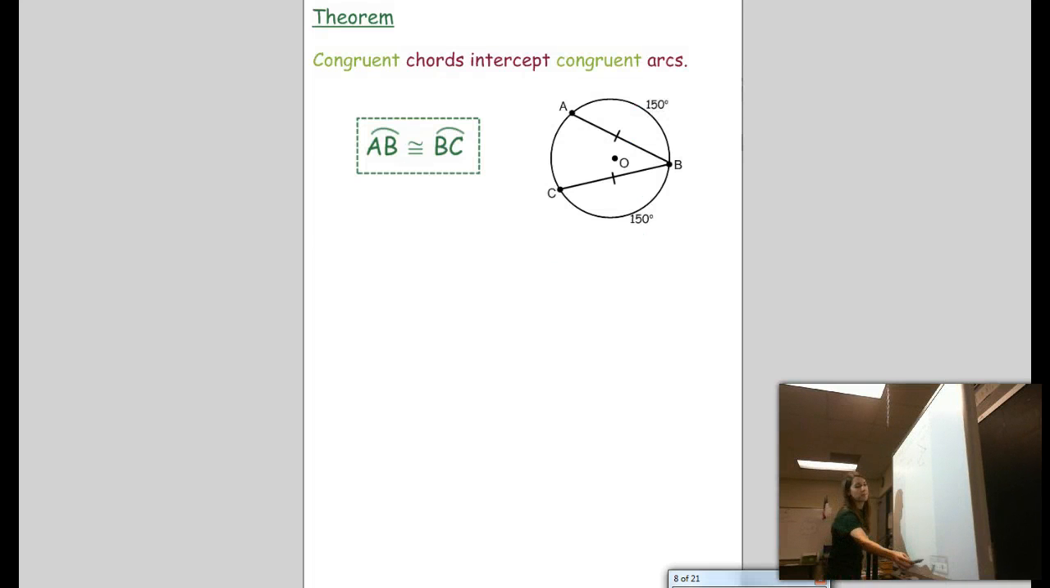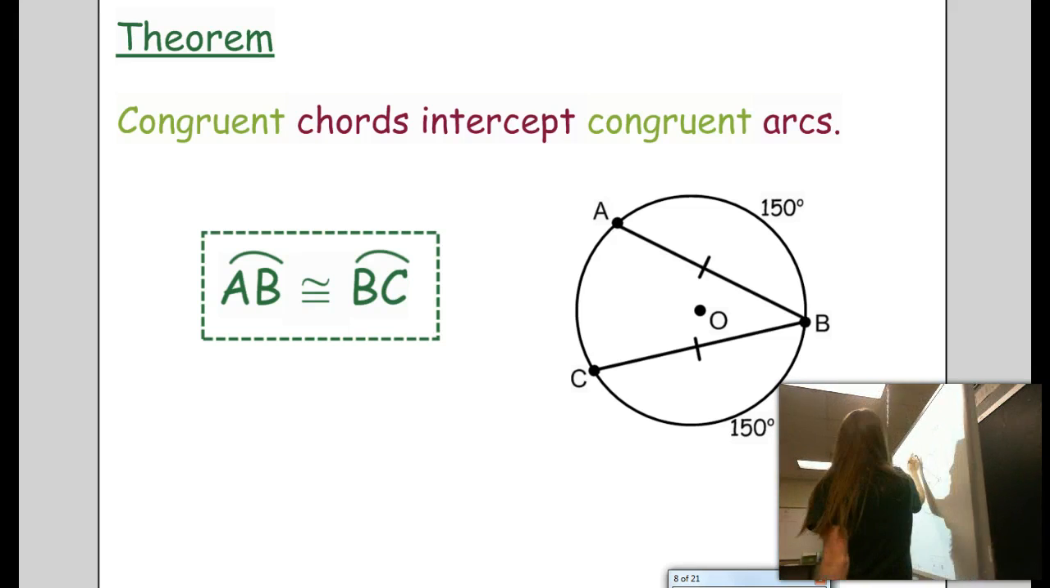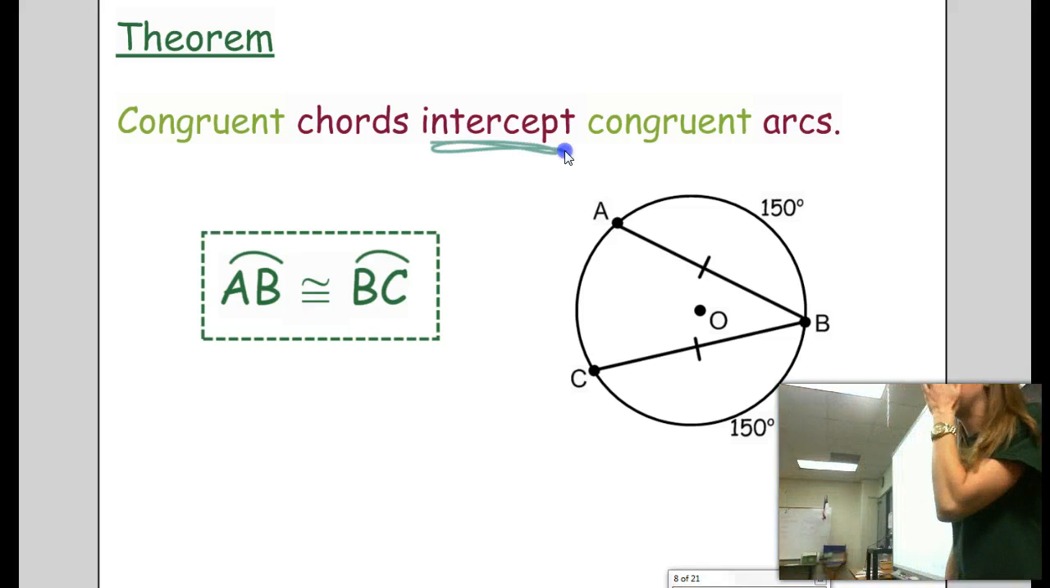All right, here we go. Last theorem of the day. Congruent chords intercept congruent arcs. Oh my goodness, what does intercept mean? Other than in the context of football. Oh, I got Dimitri's attention. Whoa, I said the word football. Maybe we should do that more often. Congruent chords intercept congruent arcs. What does that mean?